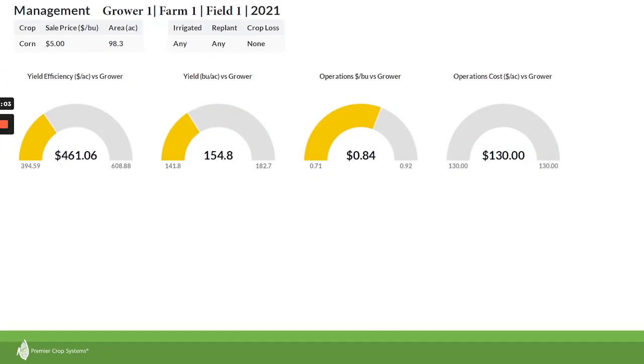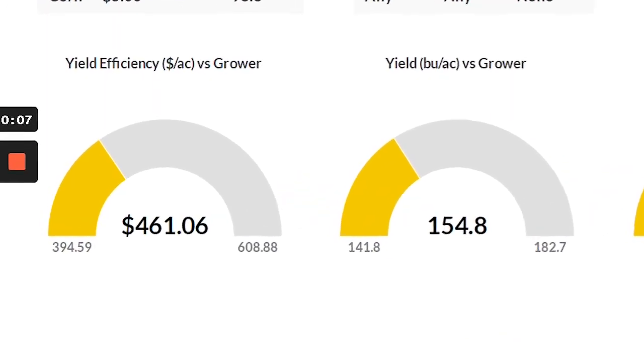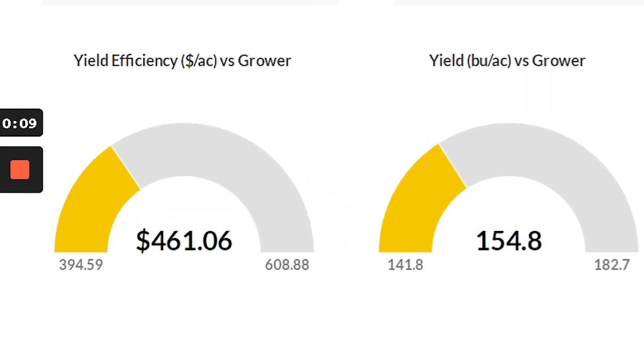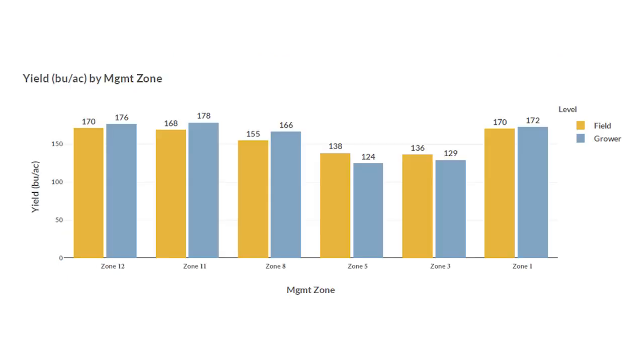Next, let's take a look at a real yield efficiency example. Starting with the yield efficiency gauge on the far left, the numbers at the bottom of the gauge show the yield range. At $5 corn, the lowest field in the group had a yield efficiency rating of $394, and the highest was at $608. MZB Analytics will break down each field's yield and yield efficiency by zone.